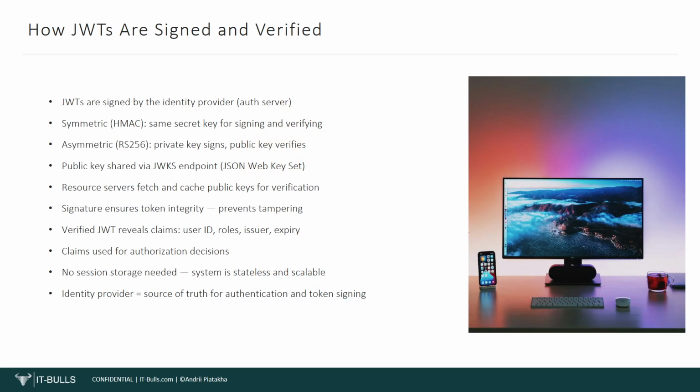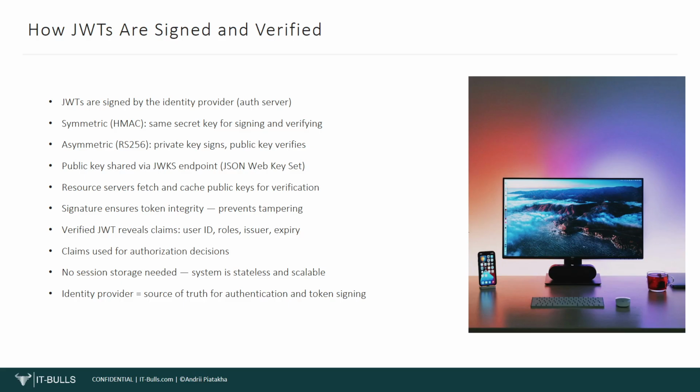Let's take a closer look at how JWTs are signed, verified, and what role the identity provider plays in this process. When the authorization server or identity provider issues a JWT, it signs it using either a secret key in symmetric algorithms like HMAC or a private key in asymmetric algorithms like RS256. This signature is critical because it guarantees that the token hasn't been tampered with.